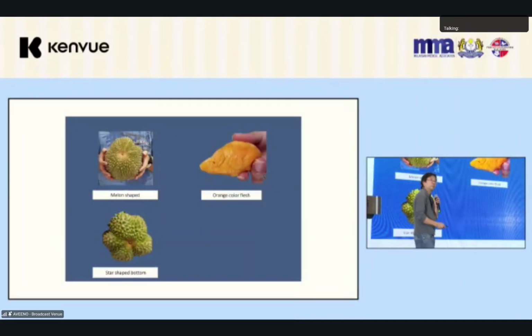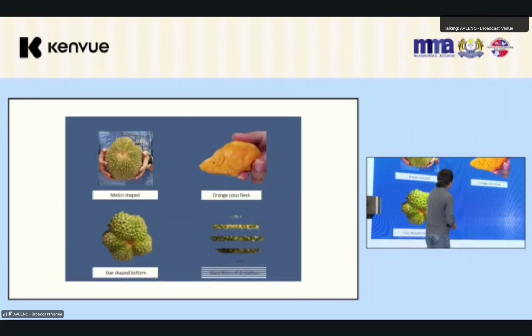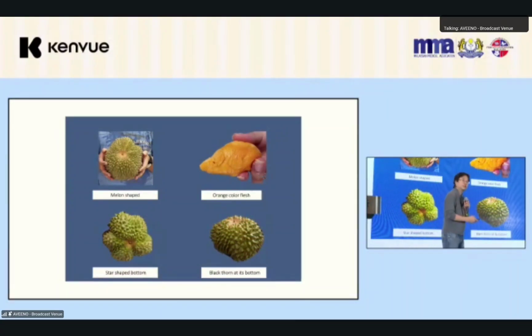Same like another champion of durian, the black thorn. For unknown reason, the bottom of the durian is quite diagnostic. Black thorn is about 1.5 times more expensive than Musang King. They also have this black thorn pattern at the bottom.